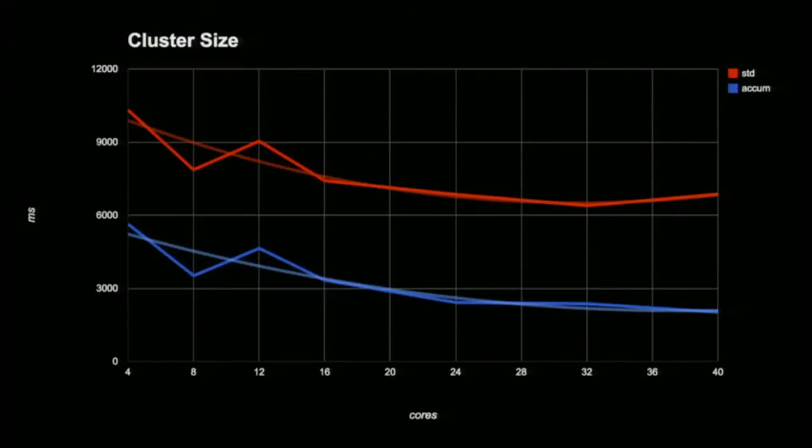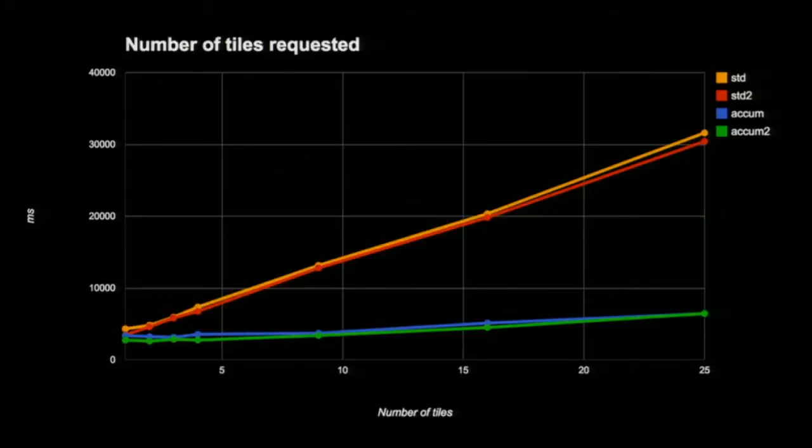Here's some timing tests with it. This is the same query run across different Databricks clusters. And we can see that consistently across different cluster sizes, the accumulator approach is about 4 seconds faster. And if we make different sized requests, the cost time is linear, but it's a much higher slope in the non-accumulator method.